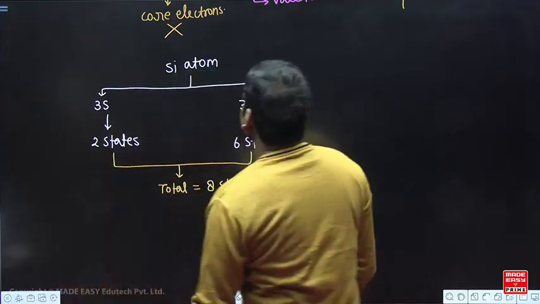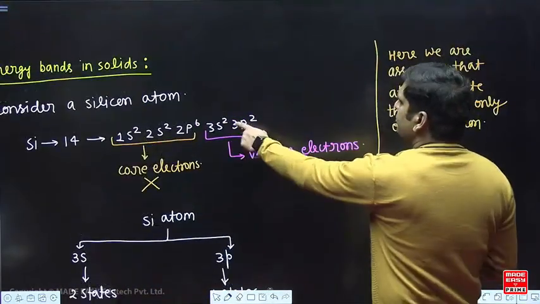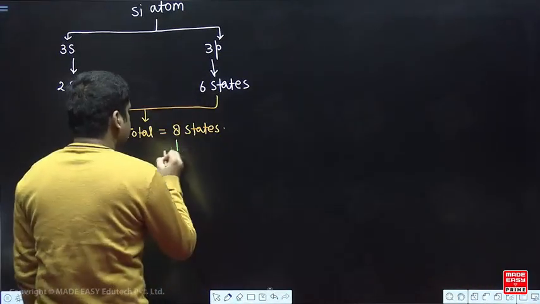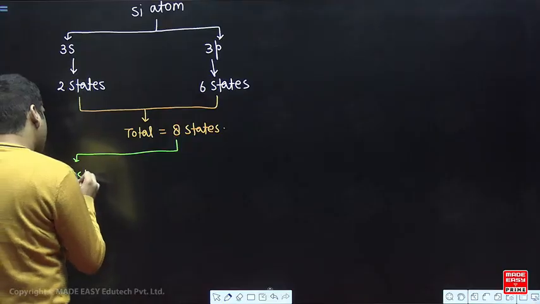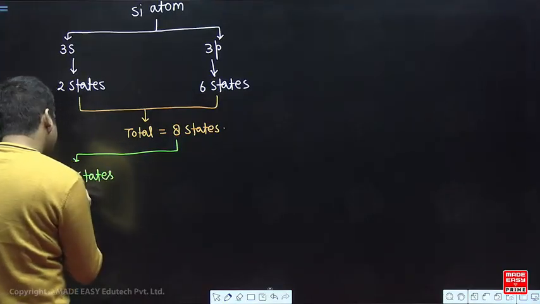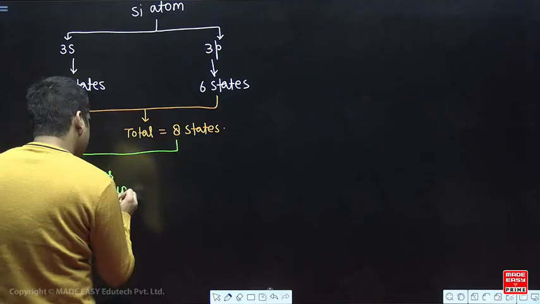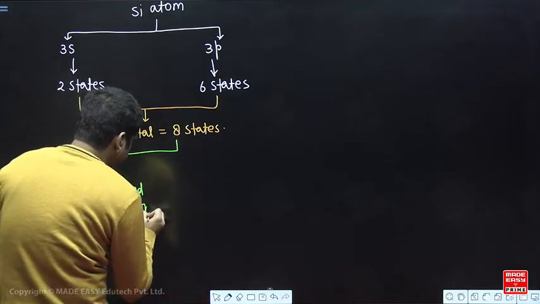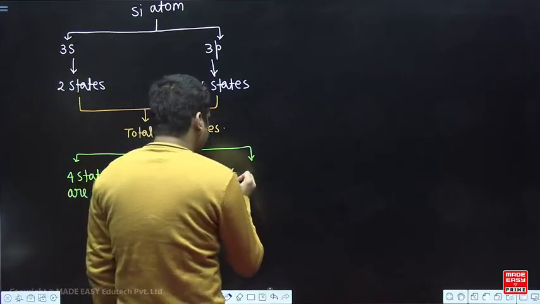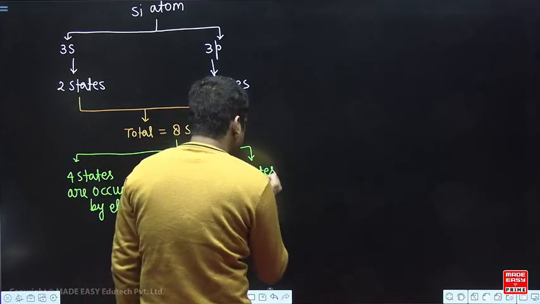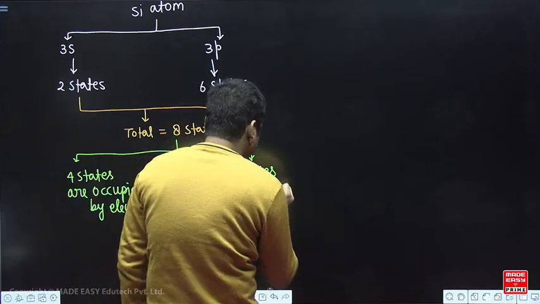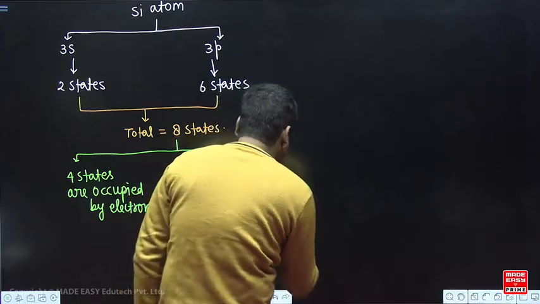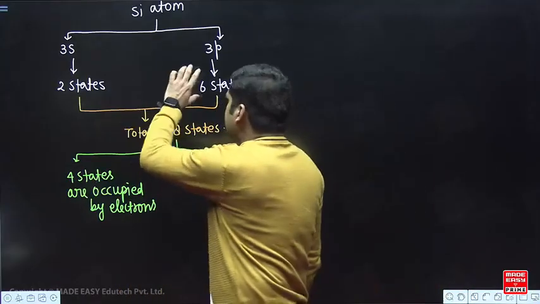Out of 8 states, how many electrons are there? 2 plus 2, 4 electrons. So in each atom, out of 8 states, 4 states are occupied by electrons, and 4 states are empty of electrons. So there are total 8 states, 2 in the S and 6 in the P.